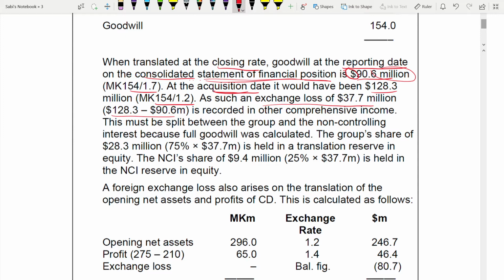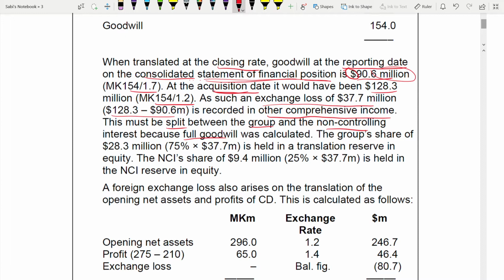Where do you recognize exchange loss or exchange gain? Other comprehensive income. It goes under other comprehensive income. This also you have to write, which place it is going to. After that, split between the group and the NCI, because you have used the full goodwill method. How will you know whether you have used it? Because your NCI is measured at fair value. That is your policy to take NCI at fair value.